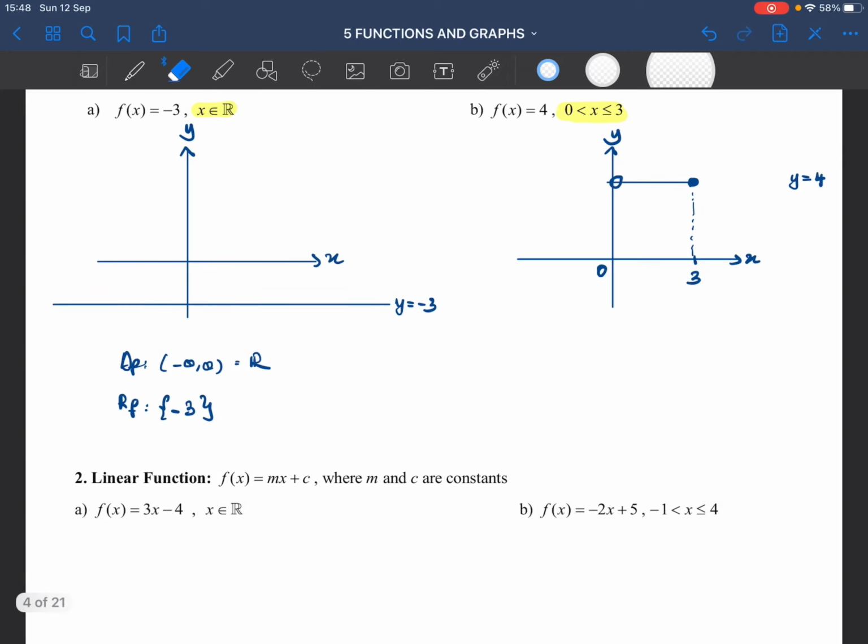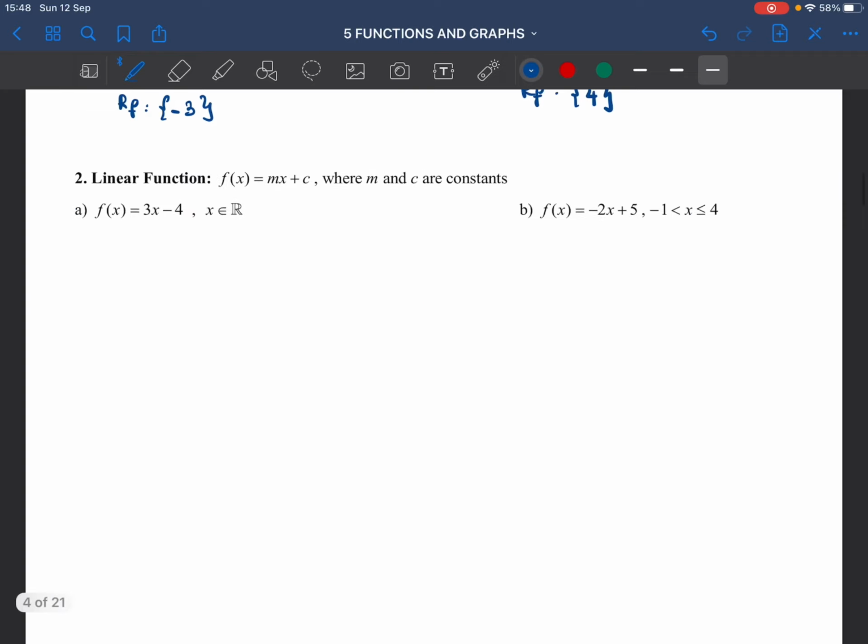Okay, so how to write the domain? Basically apa yang dia bagi, itulah domain kita. 0 not included, maksudnya open. 3 close. So range macam apa yang saya cakap, kalau dia constant, ini sahaja range kita, which is dekat 4 sahaja. So curly bracket 4. Right, so that is how you draw your constant function. Sama jugalah kalau x equals to something, benda yang sama, lebih kurang sama.